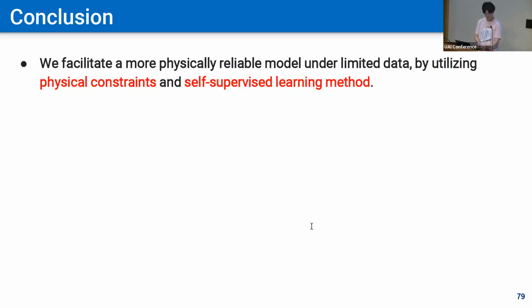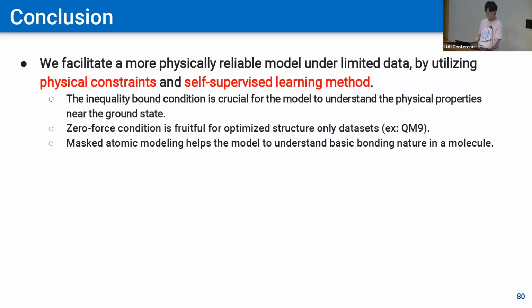So in summary, we can conclude our research into two main parts. First, we facilitate a more physically reliable model under limited data by incorporating physical constraints and self-supervised learning methods. And here we can point out three details. The inequality bound condition was the most crucial part for the model to understand the physics near the ground states. Next, the zero force condition was very fruitful for optimized structure-only datasets.